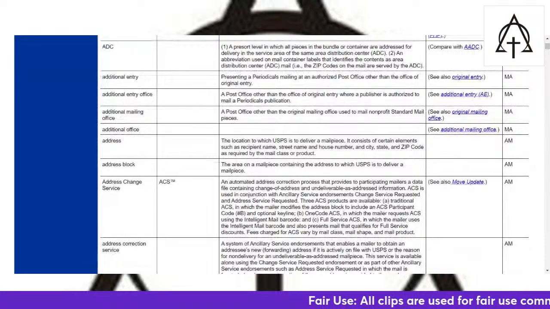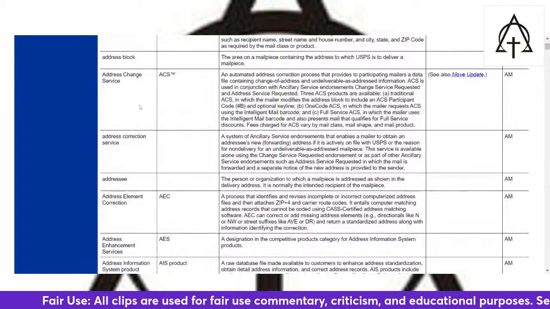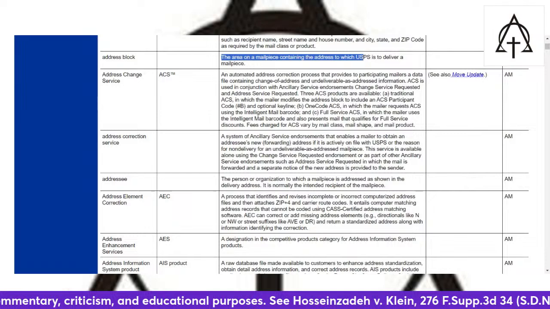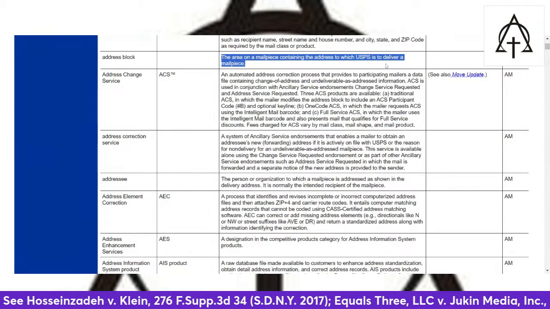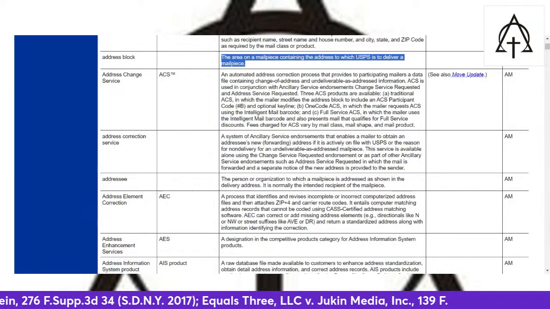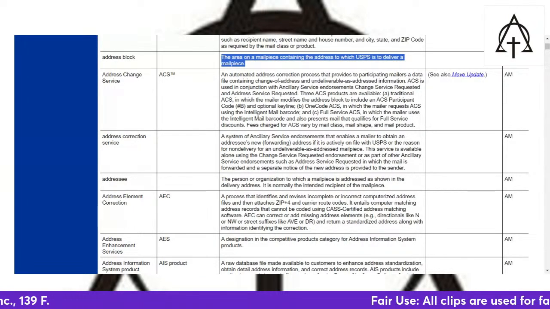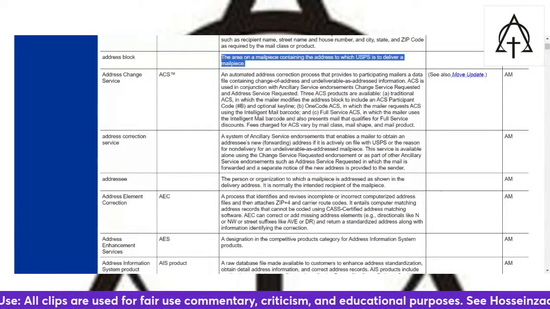Let's see here. Address block, the area on a mail piece containing the address to which USPS is to deliver a mail piece. So if it's not a mail piece and it's a private parcel, you don't use the address block as the national address format as an address block. You use a foreign address, and just that alone expresses something outside of their national format.